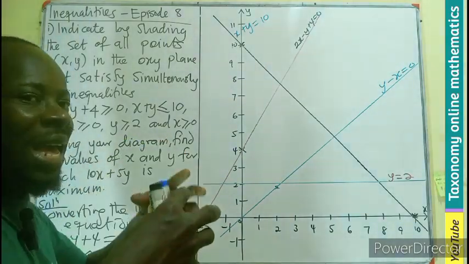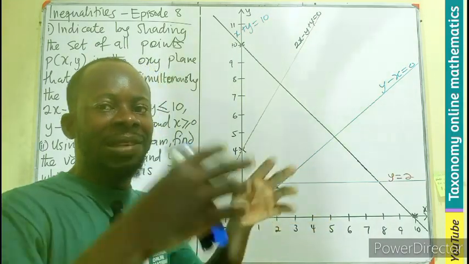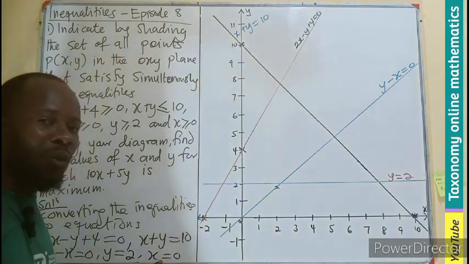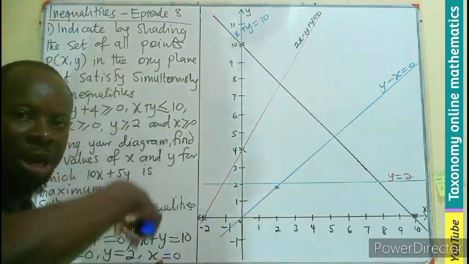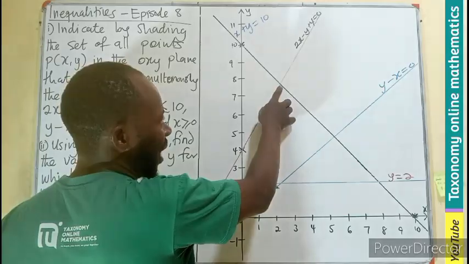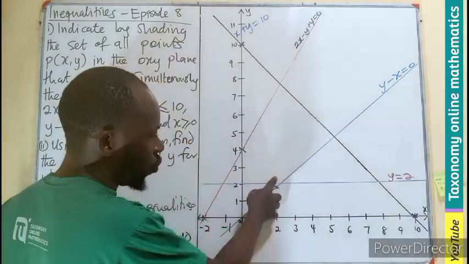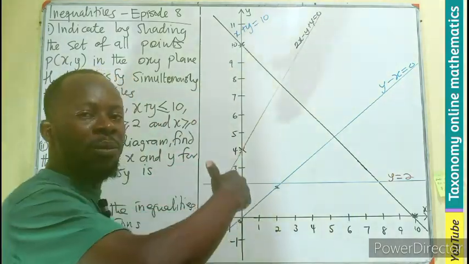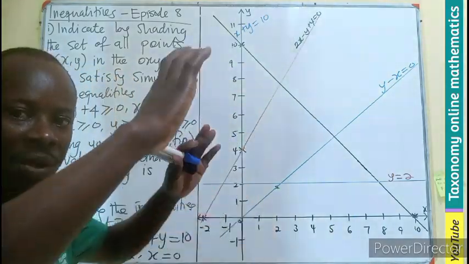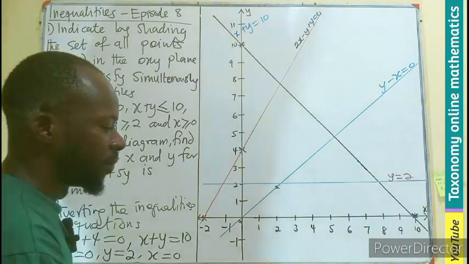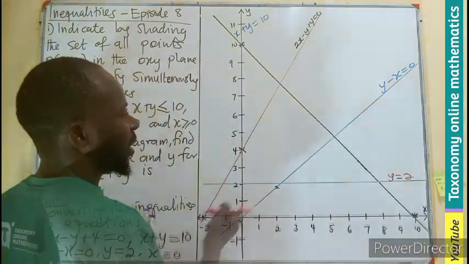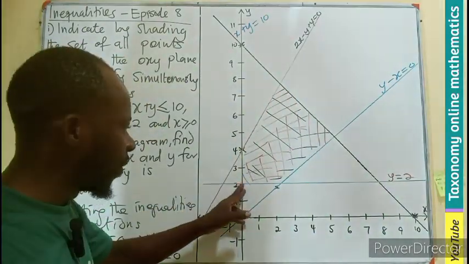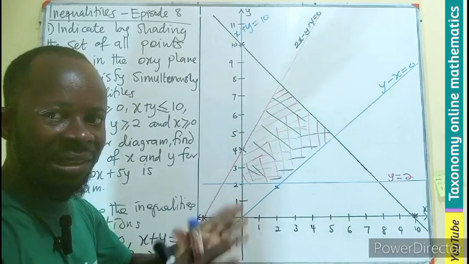So the point of their intersection, where they intersect all the 5 lines, every line will form a side of the polygon. So you can see that if I look at this, 1, 2, 3, 4, 5. All the 5 lines form a side of a polygon. So that polygon within is what we are going to shade. So we are shading this region.